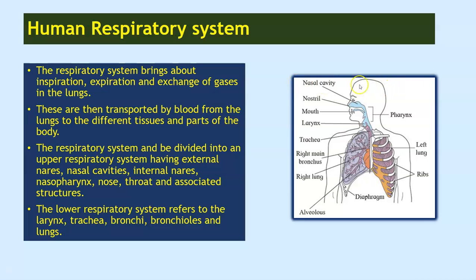So basically, have a look at the diagram here. This region, the upper part, is called your upper respiratory system. The lower respiratory system refers to the larynx, trachea, bronchi, bronchioles and the lungs. Here, have a look again. Here from the larynx onwards and below in the diagram, this region is your lower respiratory system. Now let us have a look at each of these parts in a bit more detail.